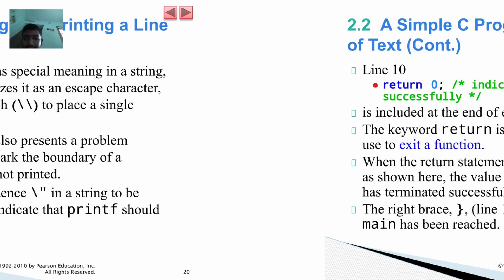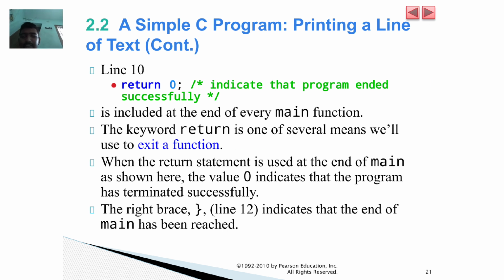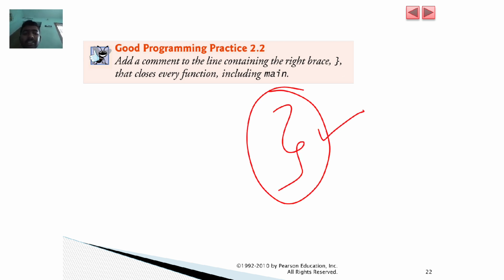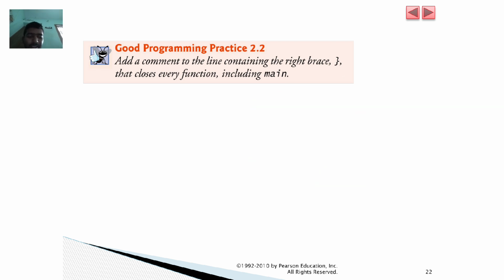Yeah, this was discussed previously. Return 0. As we have written in the previous code, that is int main, so we should keep the return, that is 0, an integer, so we are returning the integer type that we are telling to the compiler or the particular system. Next we are closing with the braces. Adding a comment to the line containing the right brace that closes every function, including main, is good practice. If it appears at the end, then the function or any loop will be closing there itself.